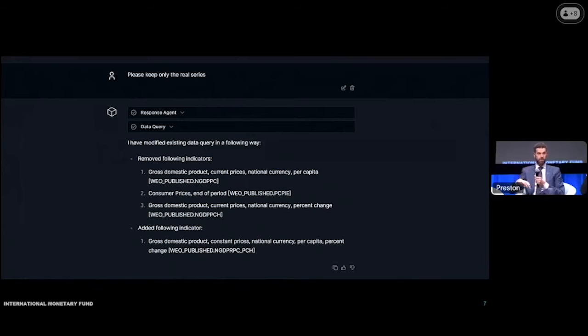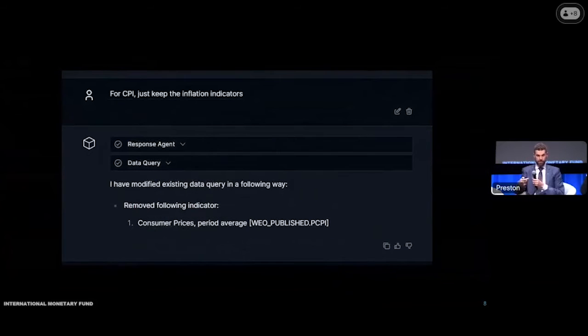And you can see I'm going through this process of a conversation with this assistant, and I'm slowly building up a sort of query that I'm interested in. And again, CPI, keep the inflation indicators. Again, there is no inflation in this metadata. None of the descriptions of those CPI series had inflation in them. It knows that inflation is the change in an index. So when I say keep the inflation indicators, it's only keeping the percent change of the index series.